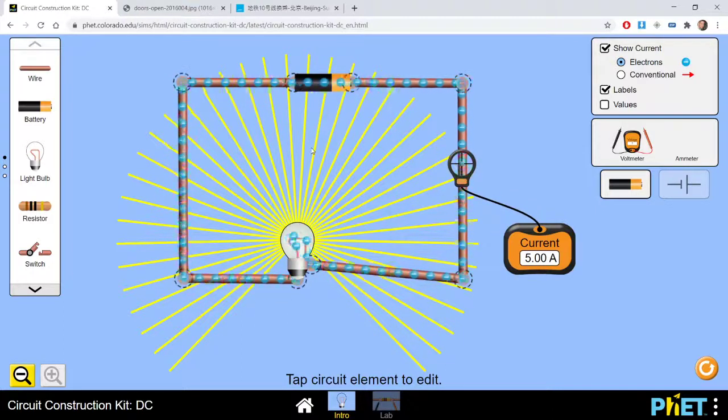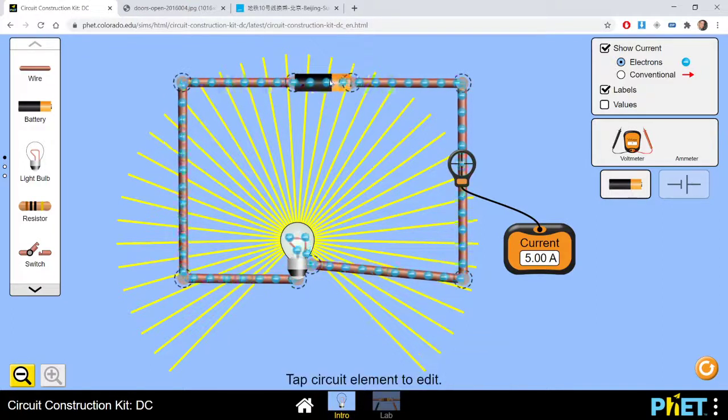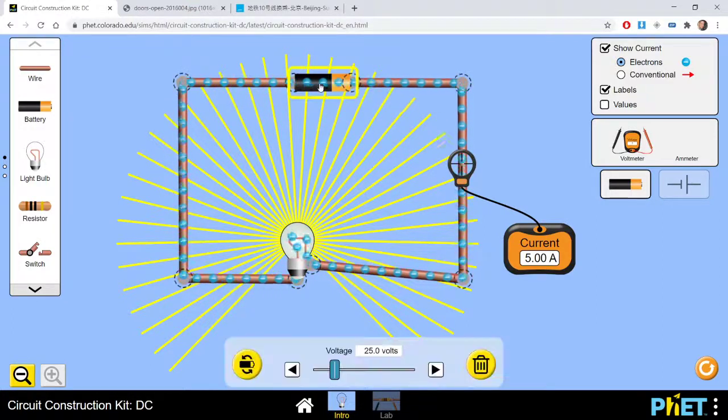The way that I've set this circuit up, this battery here, this cell, has got a voltage, a potential difference of 25 volts. You can change that if you build your circuit, click on the component. You can then just click these around like that, or you can drag the slider, but it's quite difficult to get it exactly where you want it to be, so you might need to drag it and then just do a couple of clicks like that.